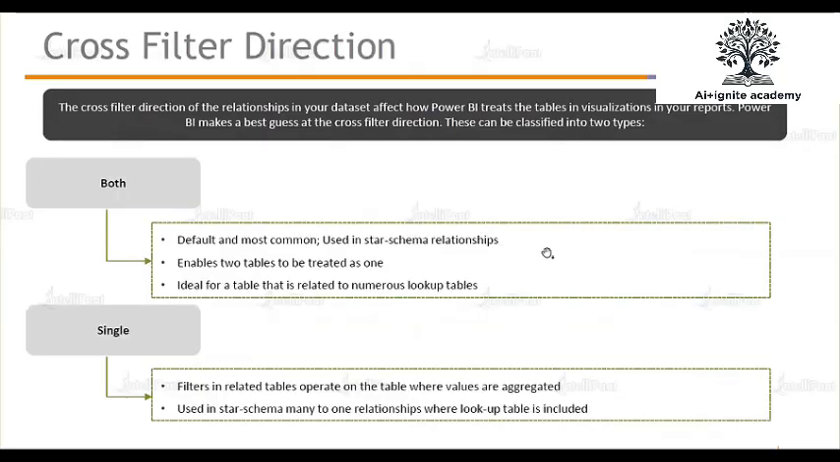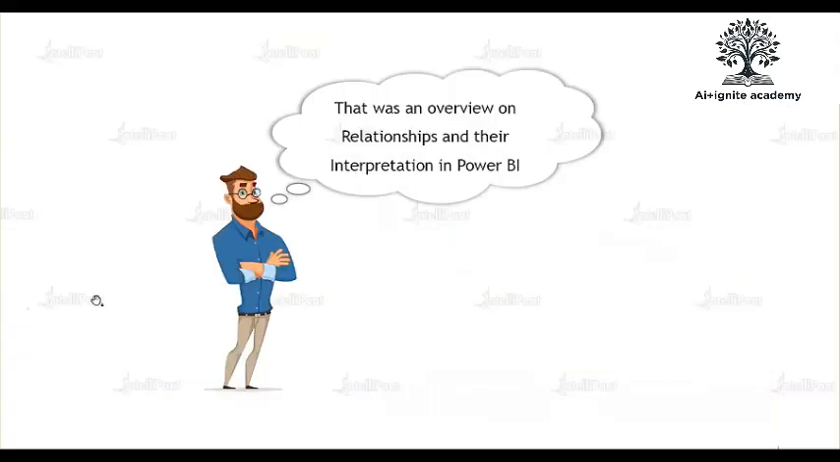We saw cross filter directions, both and single. Single helps us filter the data in only one direction. If you want to filter the data in both directions, let's say from your fact table to dimension table and dimension table to fact table, then you have to select both under the cross filter direction option. All right. So that was just a quick overview of relationships.